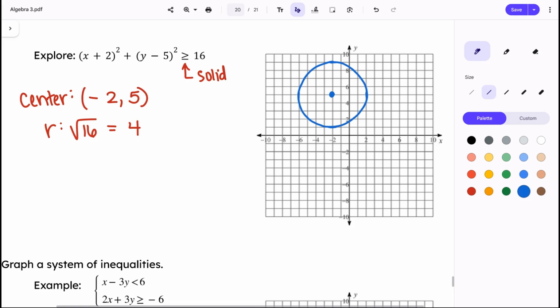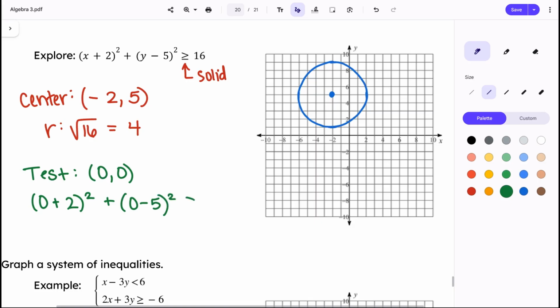Now let's talk about how to shade. Does the circle go through 0, 0? No, so let's use that point. So if I put zeros in up above to that whole equation, I would have 0 plus 2 squared plus 0 minus 5 squared is greater than or equal to 16. How does that simplify? What's the left side going to end up saying?